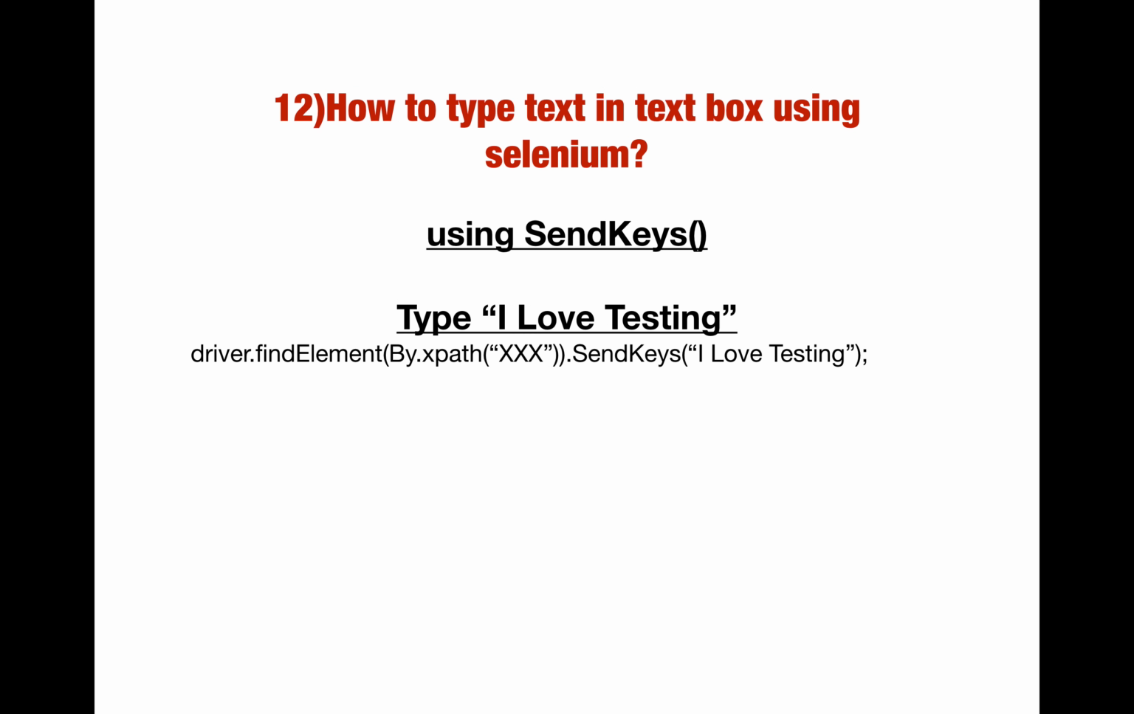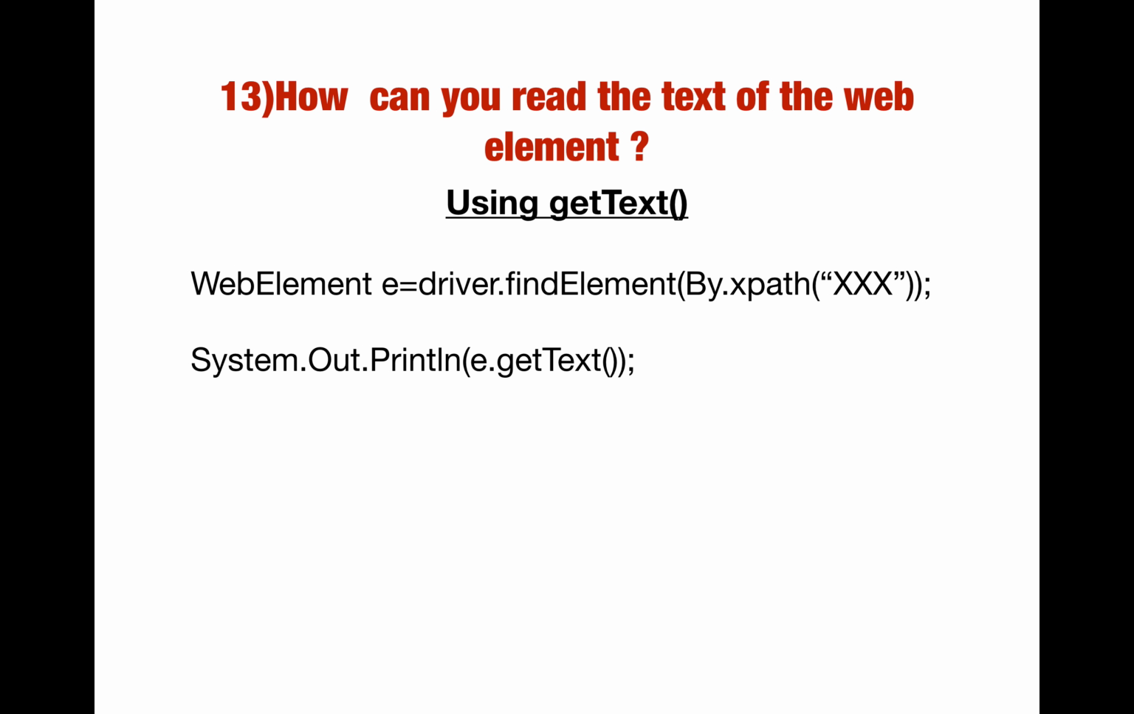Coming to your next one, how do you type a text using Selenium? We have a method called sendKeys. So if you want to type I love testing, you'll use the WebDriver object, right? Driver dot, you'll first find the element where you want to type. So find the text box in this case by using its XPath, and then use the method sendKeys and send whatever you want. So in inverted commas I've given I love testing. So whatever I love testing will be typed in this web element which I specify. So it's a straightforward answer.